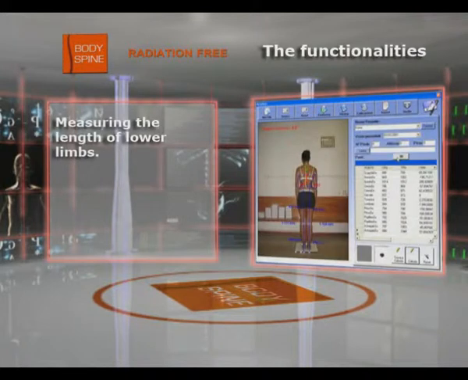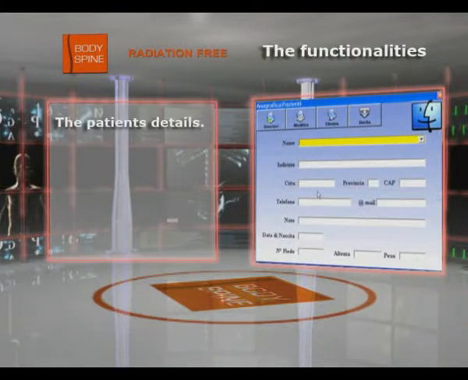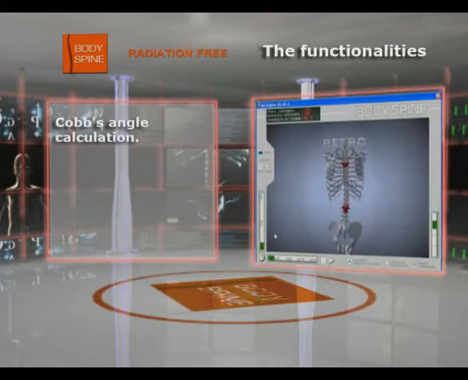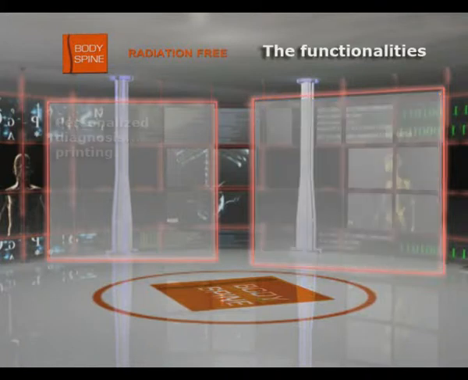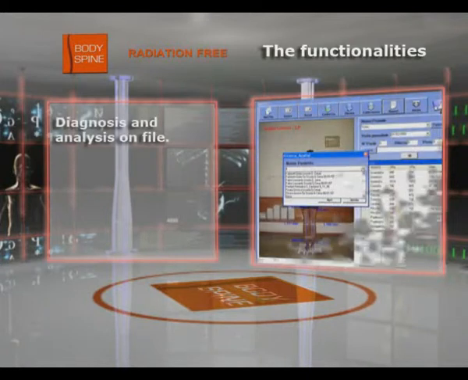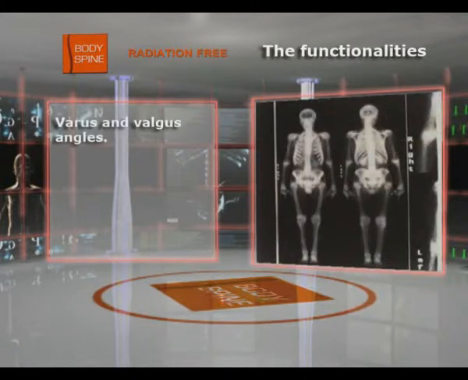measuring the length of lower limbs, the patient's details, photographic data capture and radiographies relative to patients, Cobb's angle calculation, case history of the patient, personalized diagnosis printing, diagnosis and analysis on file, varus and valgus angles.